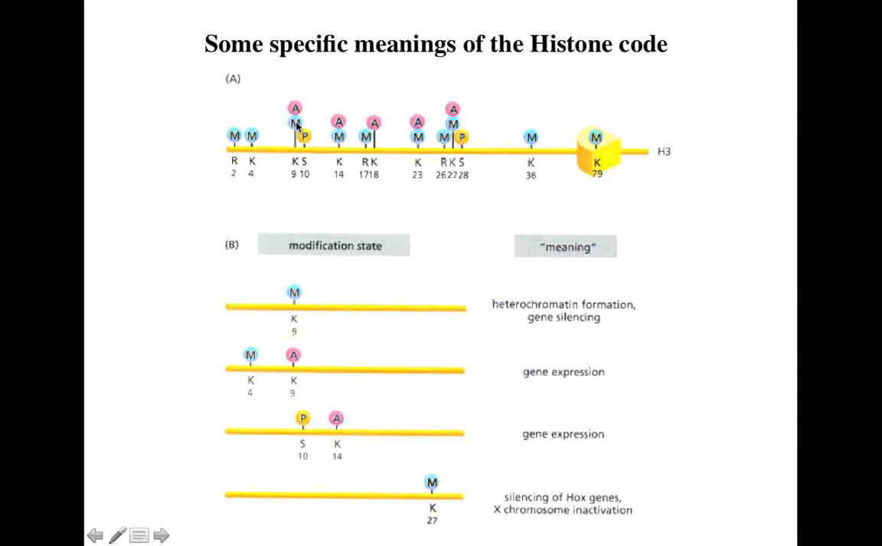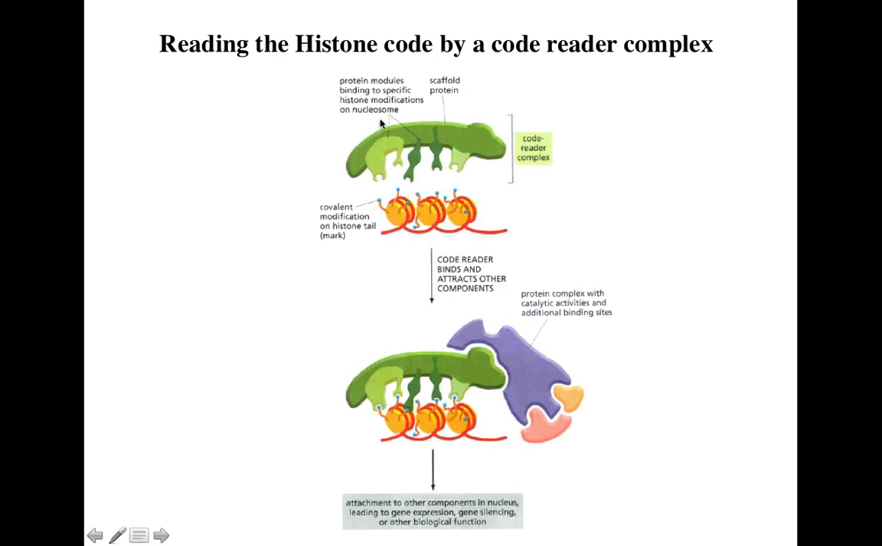This entire code would lead to the binding of a certain code reading complex. Because this code reading complex consists of specific proteins, this makes it pretty specific for binding to a certain region on the chromatin. The sequence of the proteins on this scaffold protein needs to match with the sequence of covalent modifications on the histone tails, or on the histone code. The sequence of the proteins on the code reader complex depends upon the histone code on the chromatin. So if there's a mismatch, then this reader complex cannot bind to the histone proteins.